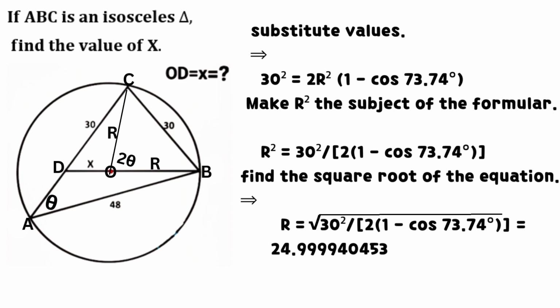Find the square root of the equation. It implies that R equals the square root of 30 squared divided by the product of 2 and 1 minus cosine 73.74 degrees, which equals 24.999940453.